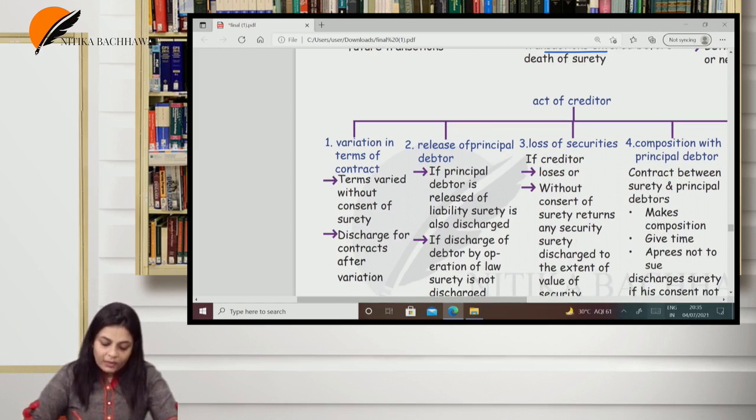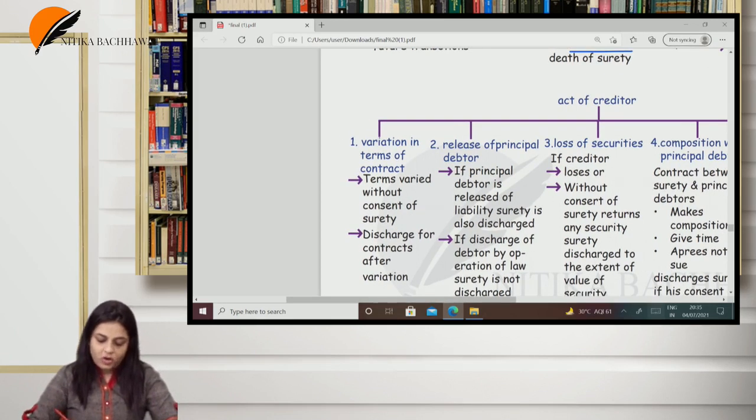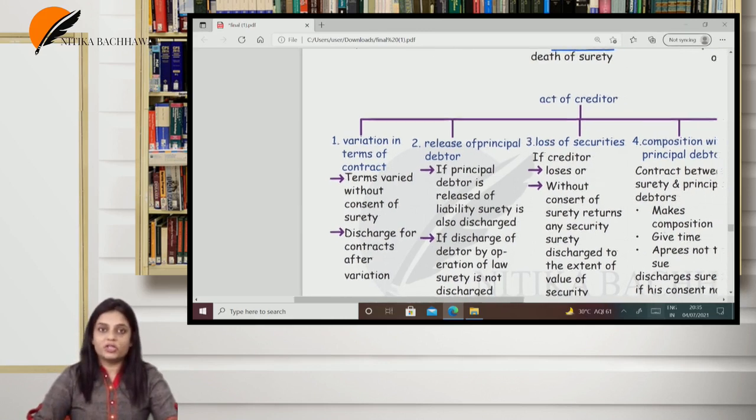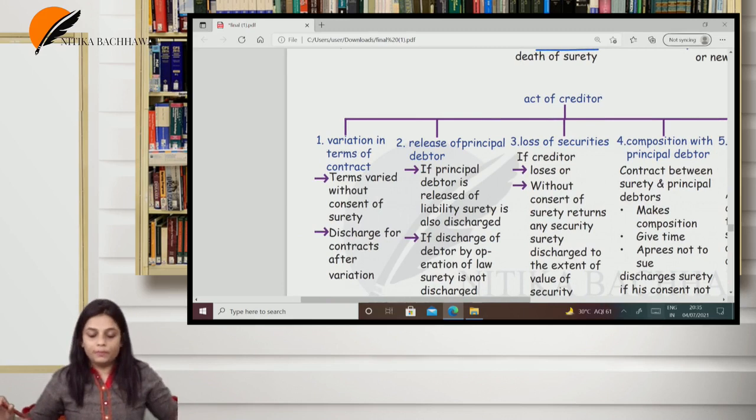So if terms are varied without the consent of the surety, there is discharge for contracts after the variation. After the variation is done, I am not liable.